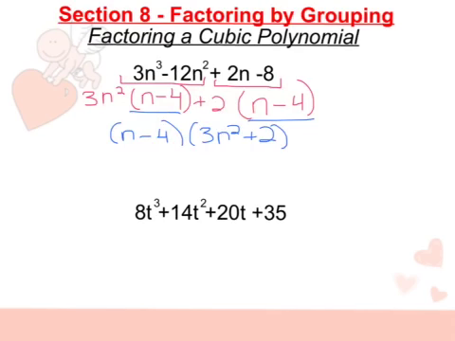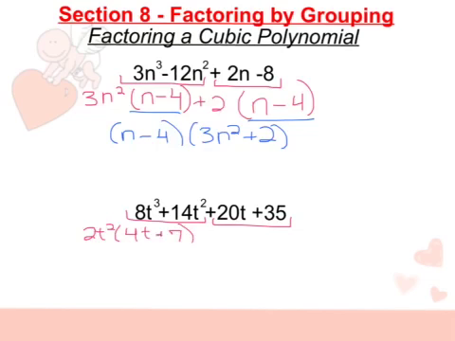Each term is relatively prime to each other. Here, each term is relatively prime to each other, so this is completely factored. Now in this next example, again, there's no GCF to start. So we're going to look at the first 2 and the last 2. The GCF of the first 2 is going to be 2t squared. That leaves us with 4t plus 7.